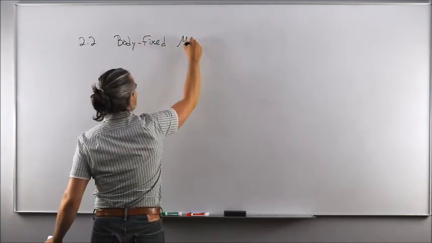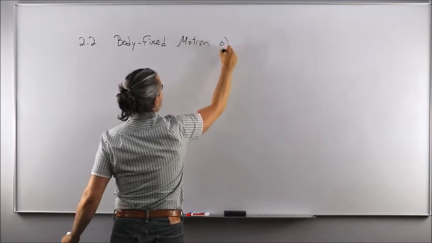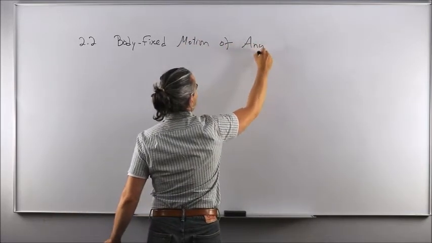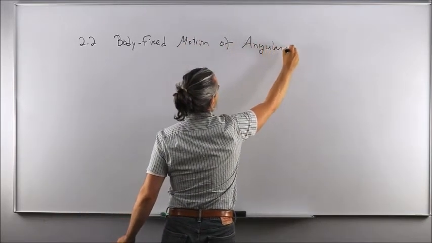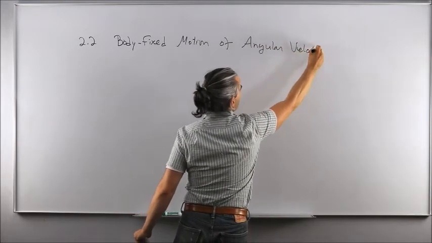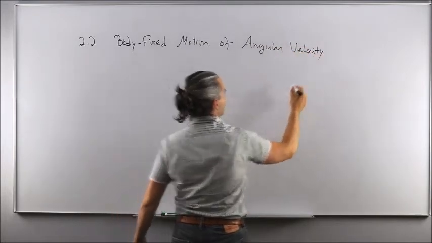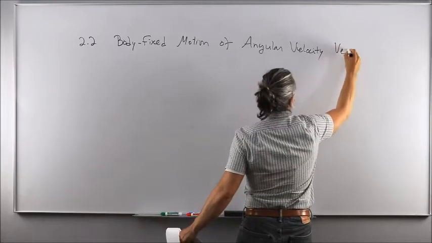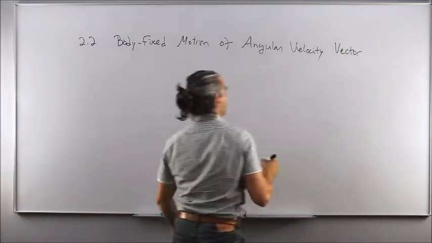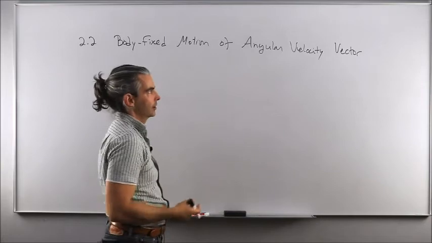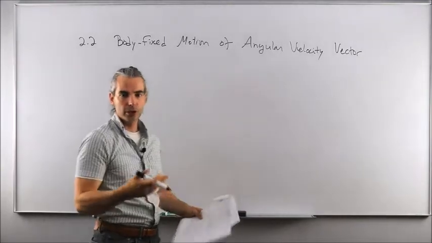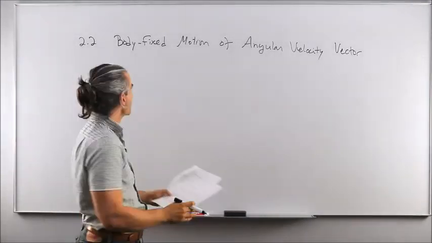motion of our angular velocity or angular rate vector. This is the same thing. I'm going to refer to omega vector as angular velocity or angular rate throughout the course, so just make sure that you know that those are synonyms.